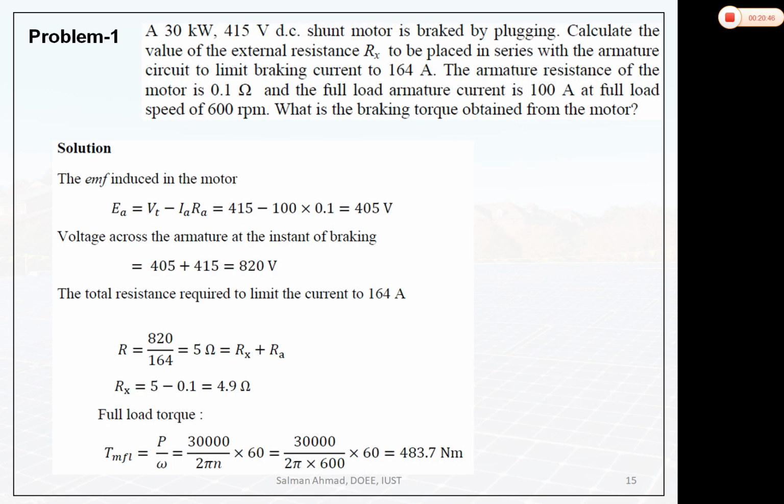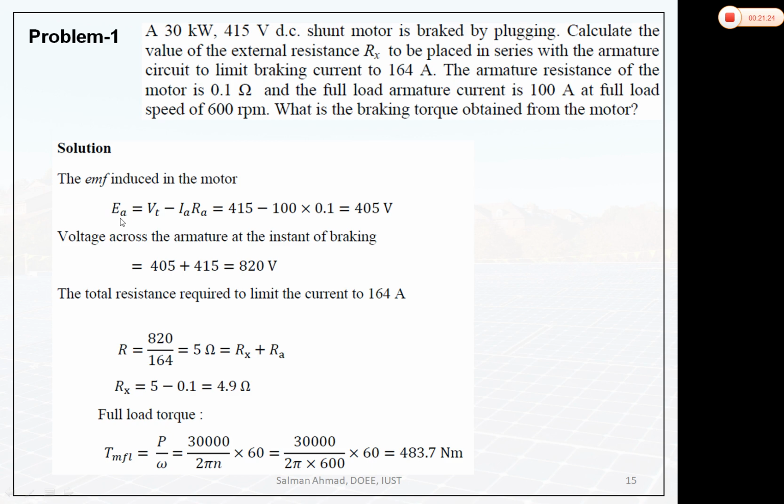Now I have taken one example. You can solve this example. There is a motor of 30 kilowatt, 415 volt DC, which is braked by plugging. That means we have to reverse the voltage. Calculate the value of external resistance Rx to be placed in series with the armature circuit to limit the current to 164 ampere. The armature resistance of the motor is 0.1 ohm, so armature resistance is very small, and the full load armature current is 100 ampere at full load speed of 600 rpm. What is the braking torque? We have to also calculate that.